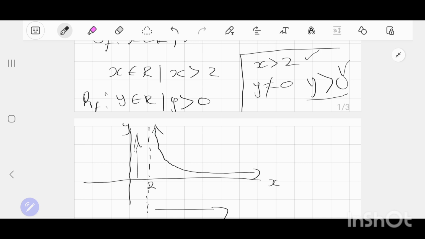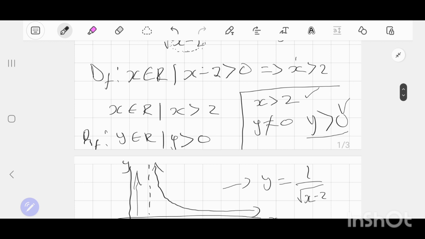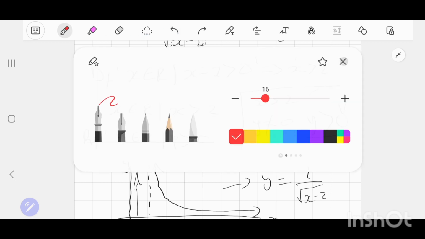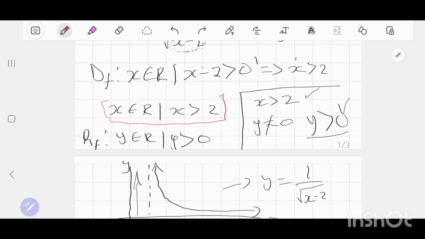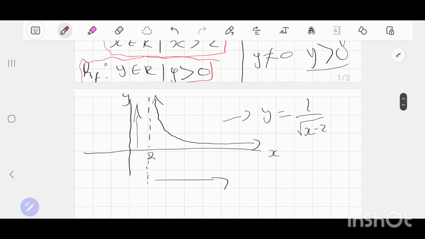I hope, people, this function represents y is equal to 1 over... I hope people, this makes sense. So we've answered the domain part. The domain part is this one. And the range. And then our function will be this one.